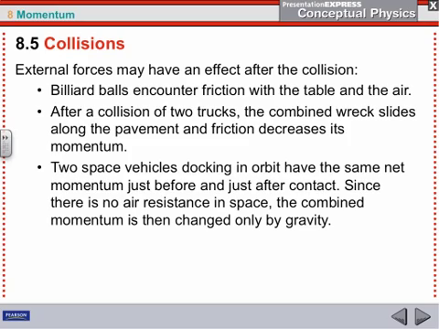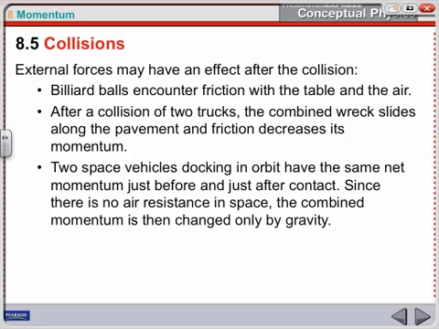But originally, when they impact, the cue ball stops and the other one keeps moving. Trucks eventually are going to have friction with the pavement and eventually stop. If we have two space vehicles, an accident out in space, they run into each other, or they dock. I like the idea of them running into each other. That would be more exciting. They would keep moving. The only force affecting them would then be gravity.